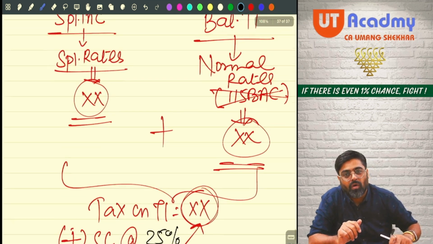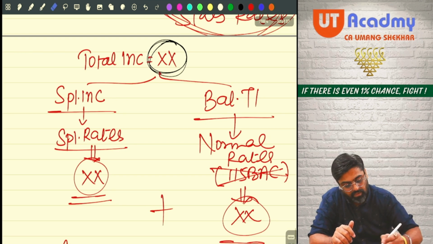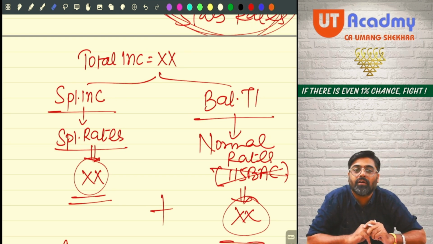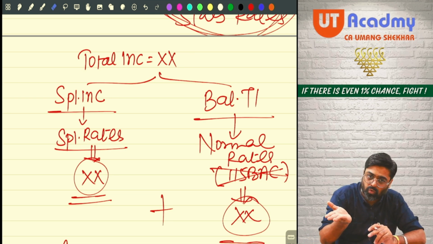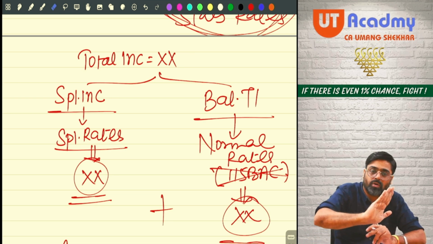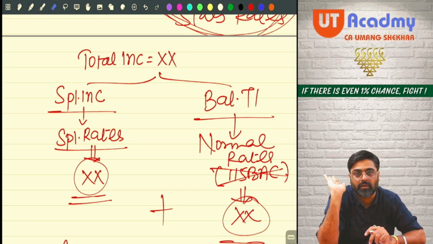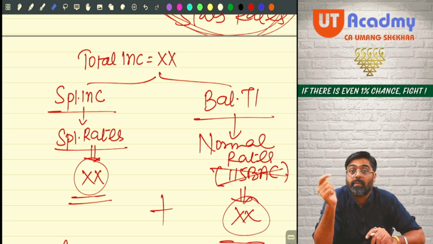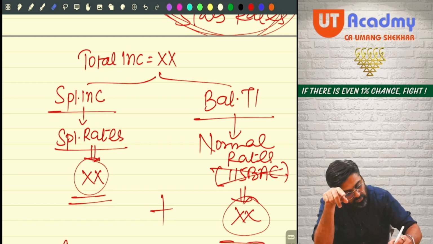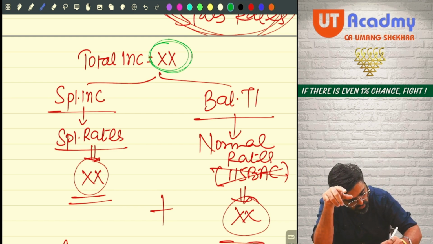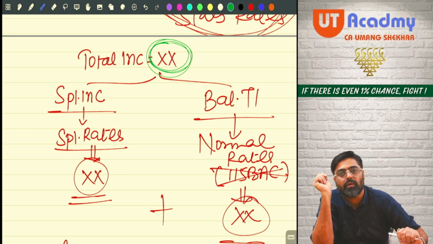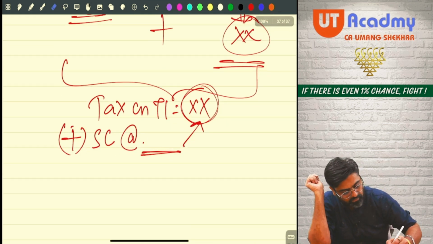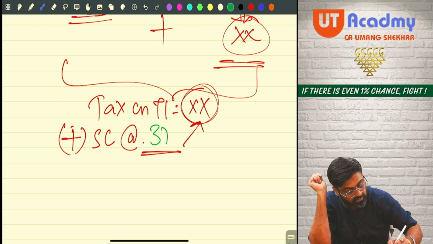Sir, what if my total income exceeds 5 crores? See, if the total income exceeds 2 crores, the rate will be 25%. But your total income should not exceed 5 crores. If this figure, total income, exceeds 5 crores, then your surcharge rate will also exceed and it will become 37%.